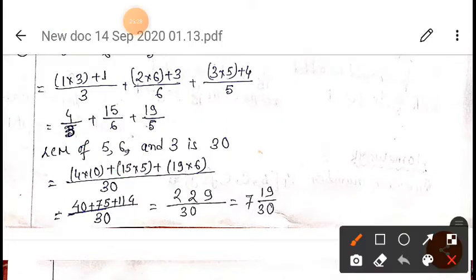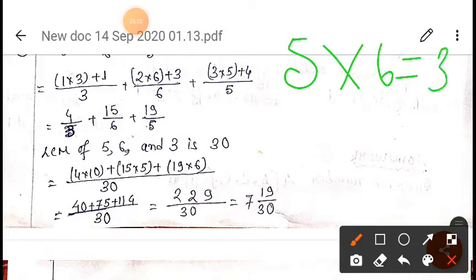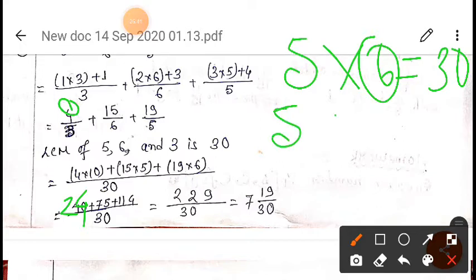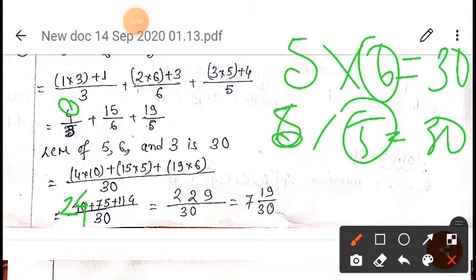Here it will be, because 5 into 6 is what? 5 times 6 is 30, right? So this 6 will be multiplied with this 4. Okay, so here we will get 24. And this one is again 5 into 6 into 5, that is 30. Then this 5 will be multiplied with this 15, as you can see here. And now 5 into 6 again, so this 19 will be multiplied with this 6. So we will get here 24 plus 75 plus 24.